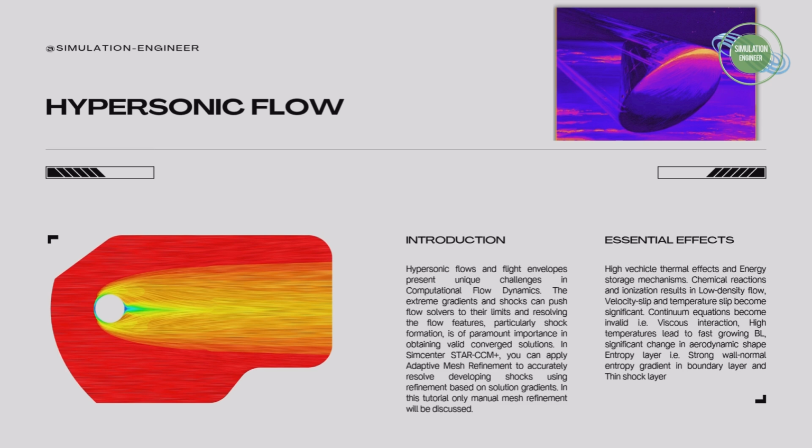Continuum equations become invalid, i.e. viscous interaction. High temperatures lead to fast-growing boundary layers and significant change in aerodynamic shape. Entropy layer, i.e. strong wall-normal entropy gradient in the boundary layer and thin shock layer.